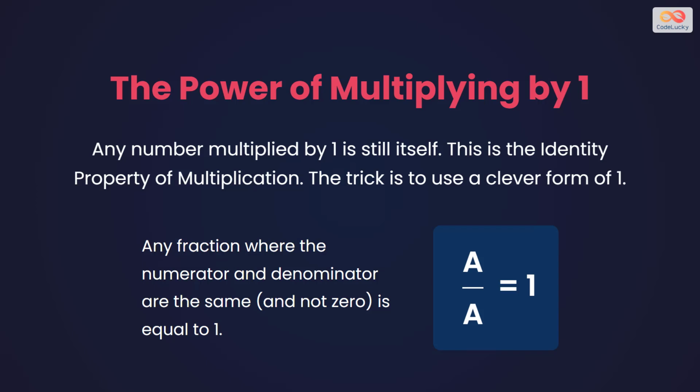The key to changing how a rational expression looks without changing its value is multiplying by the number 1. This is known as the identity property of multiplication. But we don't just use the number 1. We use a clever form of 1. A fraction where the numerator and denominator are exactly the same, like a divided by a.